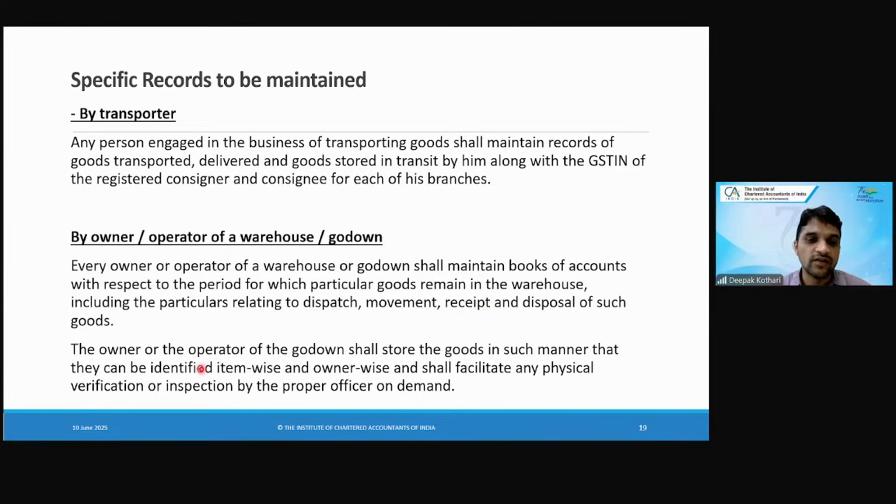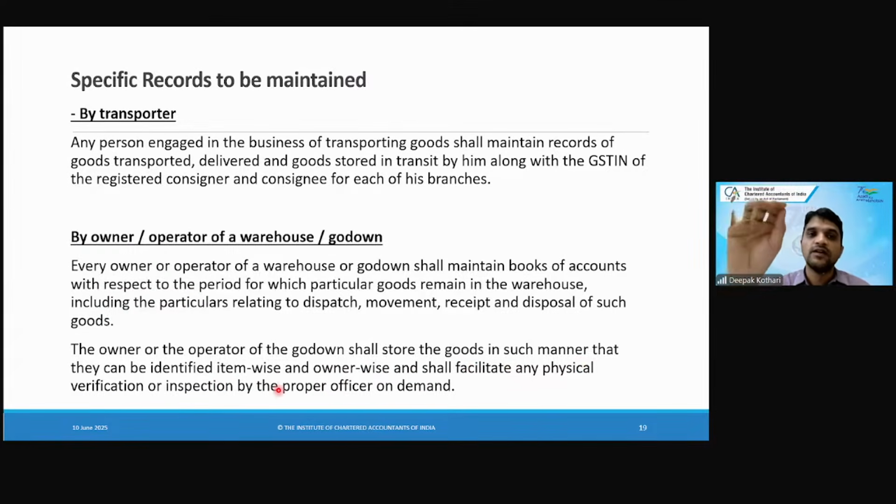He can give details relating to dispatch, movement, receipt, and disposal of such goods. So if 100 quantity have come, 20 is dispatched, balance is 80. Those records he has to maintain, saying that 100 came, 20 went off, 80 is the balance. Okay. Then the owner or operator of the godown shall store the goods in such a manner that they can be identified.